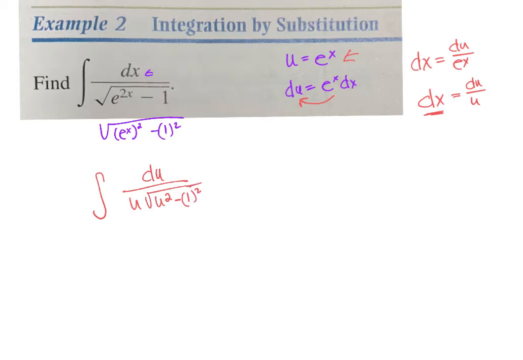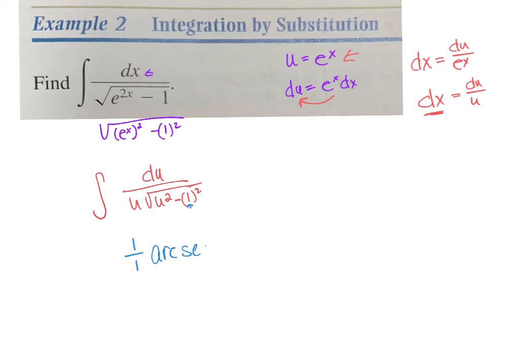I have the square root of u squared minus 1 squared. And now I can see I have arcsecant because I have the derivative of the function in the numerator. On the denominator, I have the function and the square root of the function squared minus a number squared. That is the perfect arcsecant, all right? And so now the antiderivative of this is rather easy. I have 1 over my a. Well, my a is just 1 over 1.